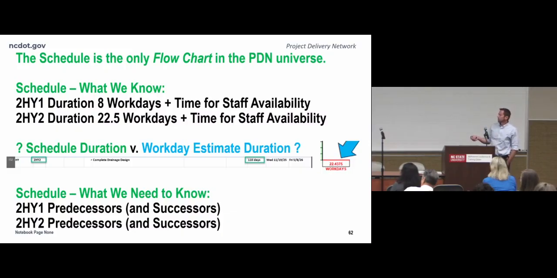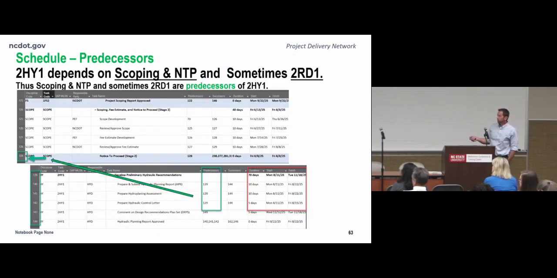Okay, so we just talked about this section up here. We have our 2HY1 duration of 8 workdays plus time for staff availability, which goes into our 110-day calendar duration. And then what do we need to know from here? Well, we need to know the definition of predecessor and also, less importantly, successor. I'll get that on the next slide. Okay, so what is a predecessor? A predecessor is very simple. It's just the thing, a task, or multiple tasks, which must be finished before you can start your task.